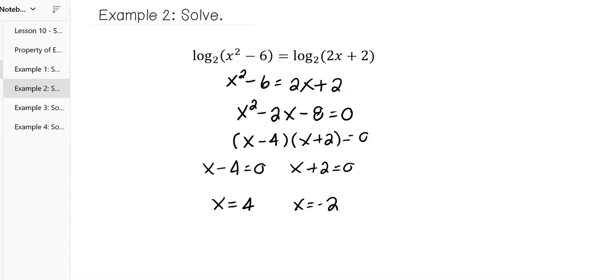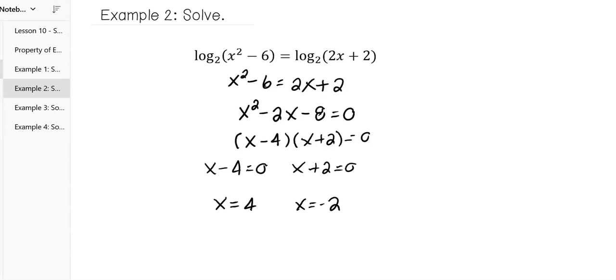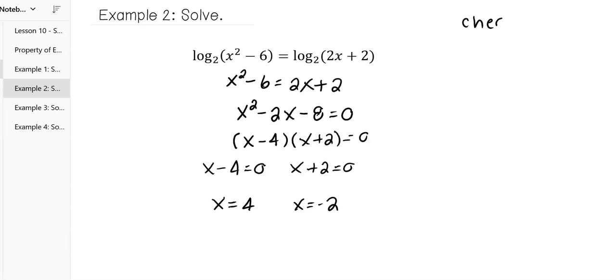Now I've got two solutions here, and I have to check both of them to make sure that they work. So next step is check. So we've got log base 2 of x squared minus 6. So let's start off with 4. So 4 squared minus 6 has to equal log base 2 of 2 times 4 plus 2.